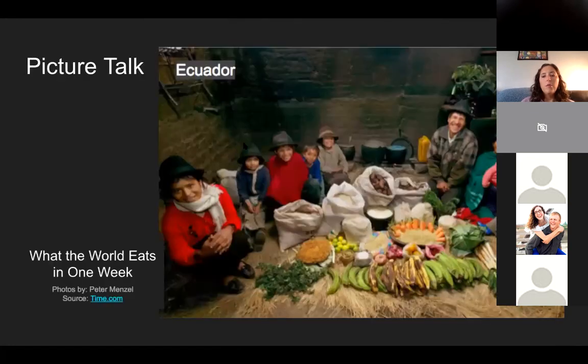Okay, so another example is to use picture talk as well, which is very similar to movie talk. This is What the World Eats in 1 Week. It's a photo series by Peter Menzel. He has a book, and you can also get the pictures online from time.com. And this is a picture of a family in Ecuador and what they eat for 1 week.